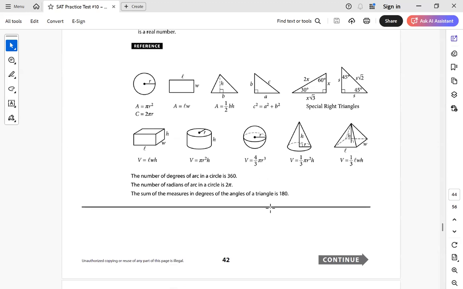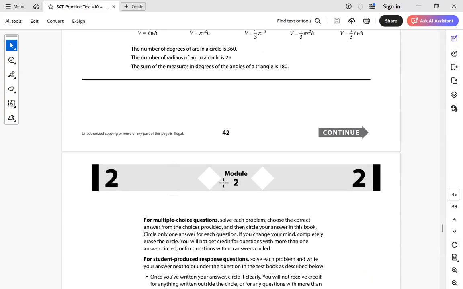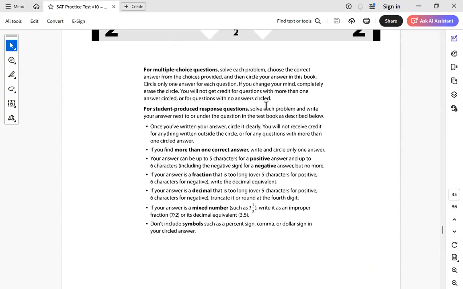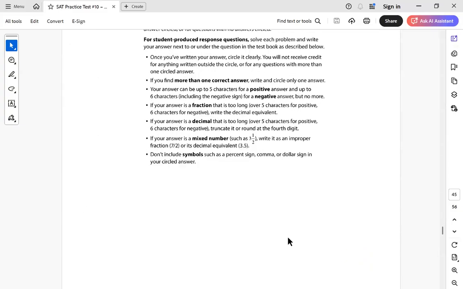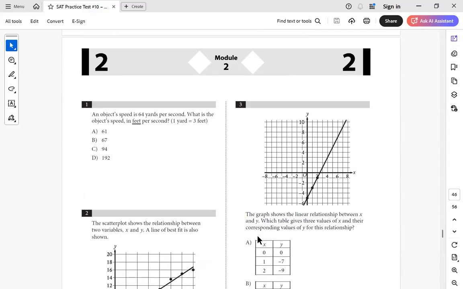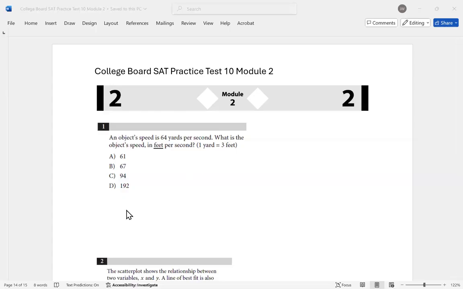Module 2 begins on page 42, and it has a formula and a fact sheet as its first page. The second page describes how to write the answers, and then the questions start. So let's go ahead and do these questions. Here we go. Question 1.